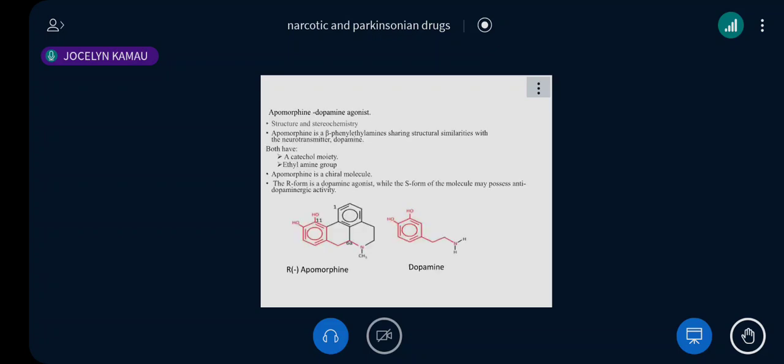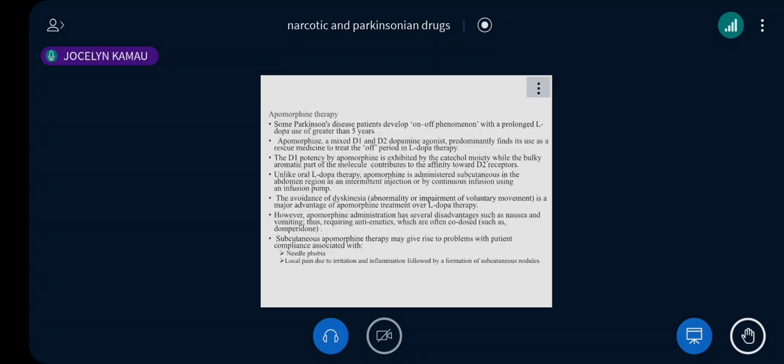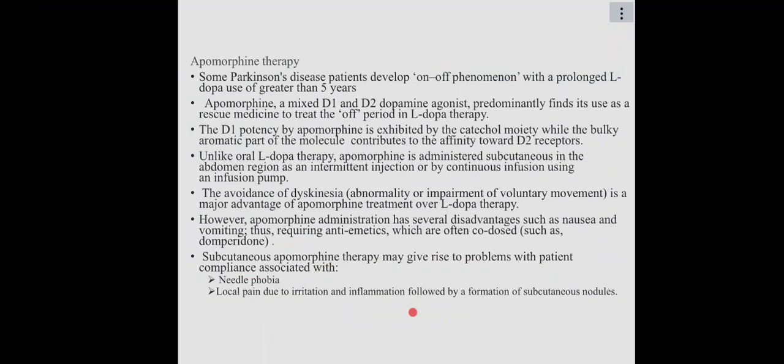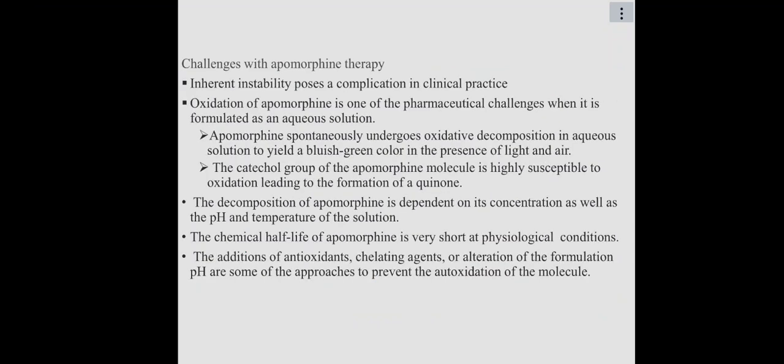So we had done that slide to show the structural resemblance. I think this is where we were, and we did mention that, of course, you can have issues with patient compliance in case you have people with needle phobia, and of course it will also cause local pain due to irritation and inflammation, followed by formation of subcutaneous nodules. Those are just some of the issues that can bring non-compliance. And I think we were on challenges with apomorphine therapy. The first one, as I've just said, is inherent instability, which poses a complication in clinical practice.